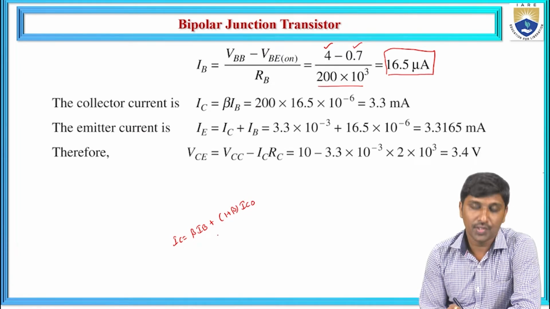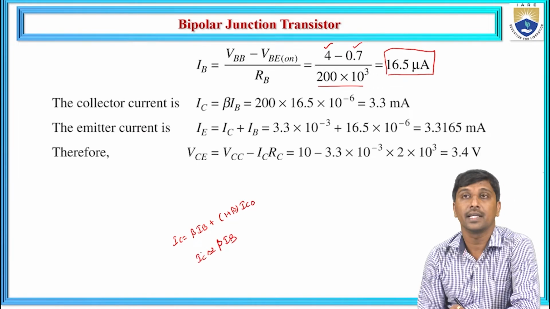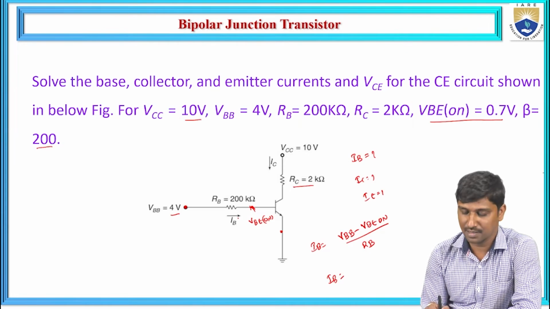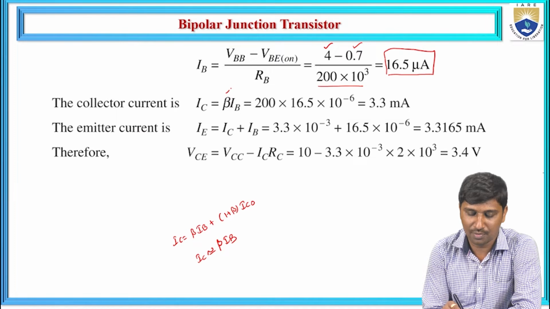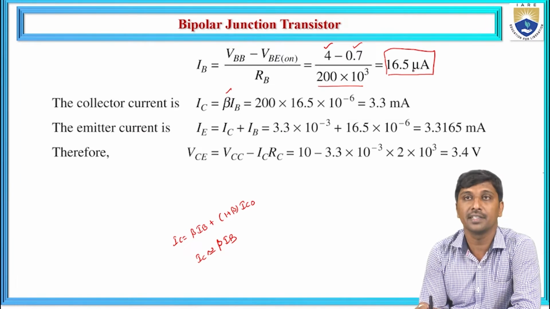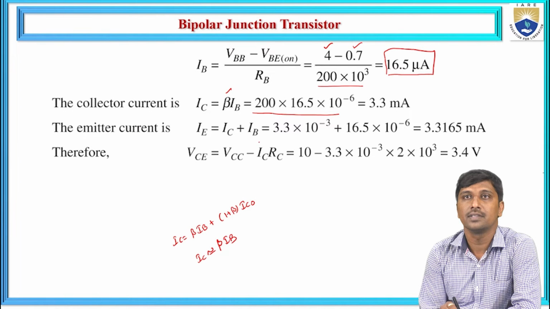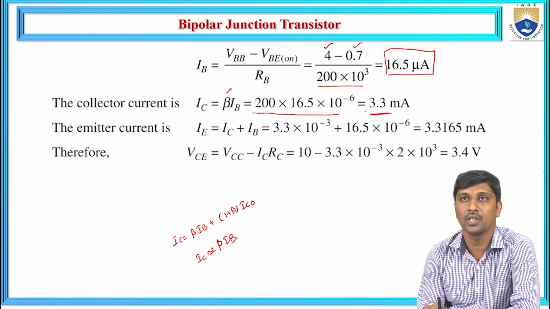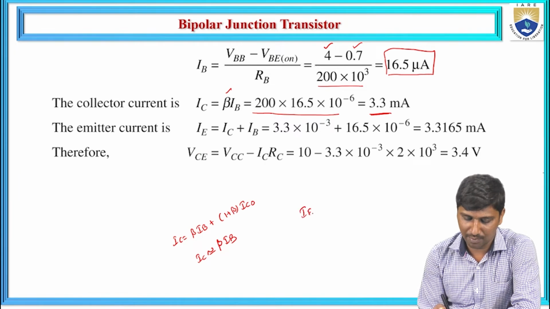And where ICO is the reverse saturation current, if you neglect that, IC is approximately equal to beta times IB. In the given problem specifications, the beta value is 200. Substituting the beta value and IB, which we observe is 16.5 microamperes, 200 into 16.5 into 10 to the power of minus 6 gives 3.3 milliamperes. Then we need to calculate the emitter current.